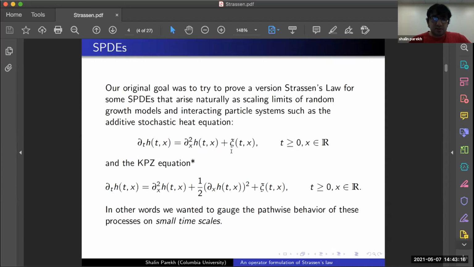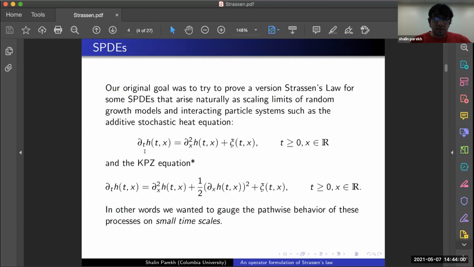And this equation describes things such as scaling limits of non-interacting random walks, scaling limits of the symmetric simple exclusion process. So various types of particle systems and growth models coming from physics. Another equation we want to prove Strassen's law for is the KPZ equation. That describes growth models coming from physics which have an inherent asymmetry that tries to propagate the growth in a lateral direction upwards. I'll talk about that a little bit later.